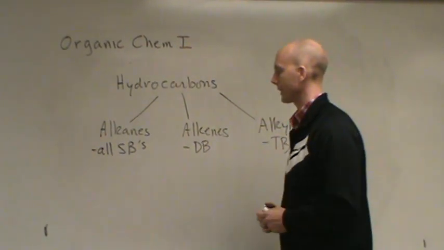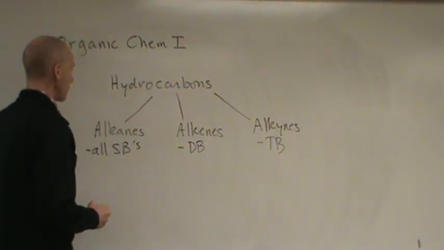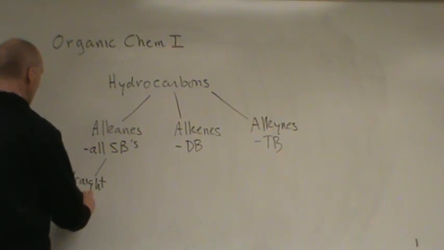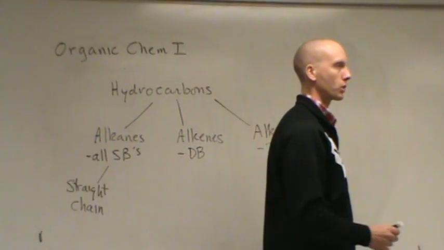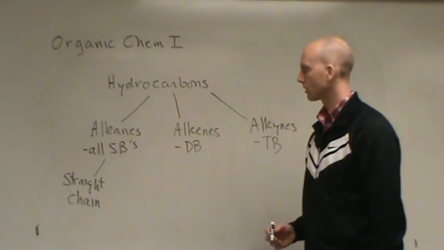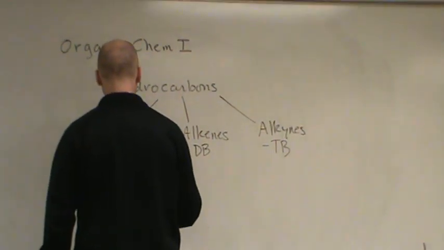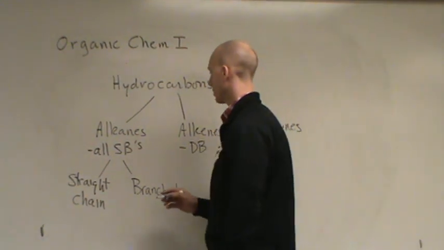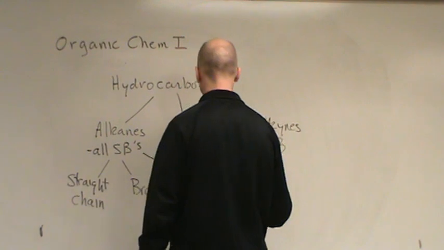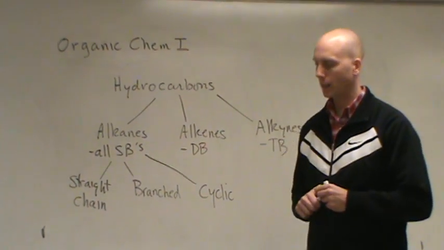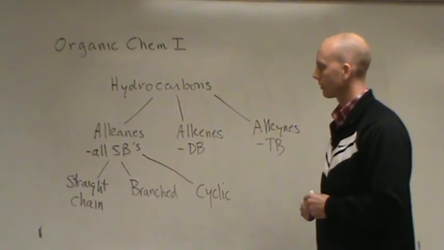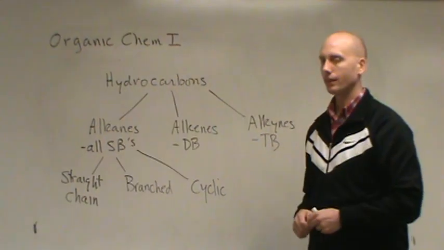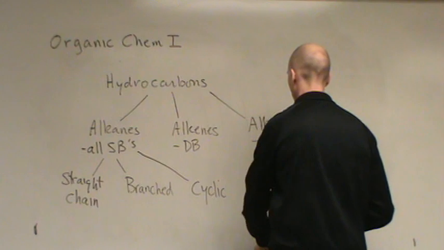Now, under alkanes, there turns out to be 3 kinds of these. One kind is what's called the straight chain alkanes. Secondly, you have what are called branched alkanes. And then thirdly, you have what are called the cyclic alkanes. Okay? So what do these things mean? Straight chain, branched, and cyclic. Okay? Pretty straightforward.